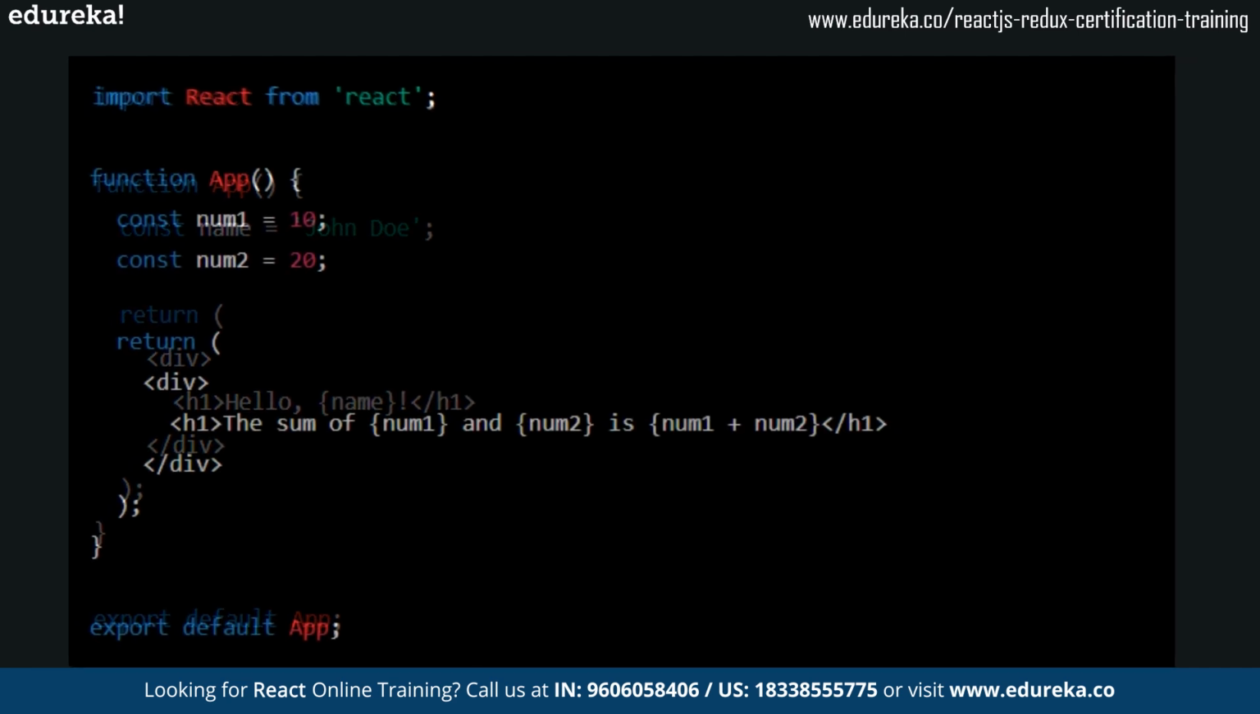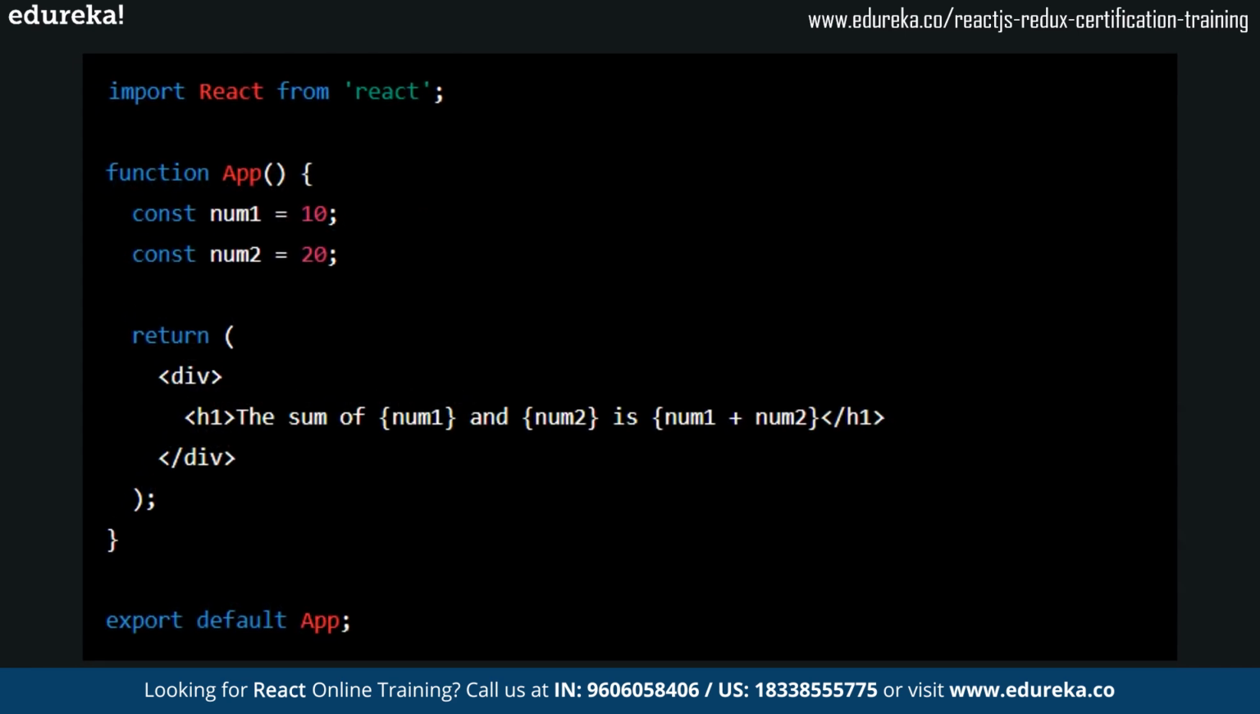So if I show you another example over here, I have some constant numbers. For example, I have number 1 and number 2 as 10 and 20 respectively, right? So here the output shows the sum of number 1 and number 2. Here number 1 is 10 and number 2 is 20, and it will give you the sum of both.